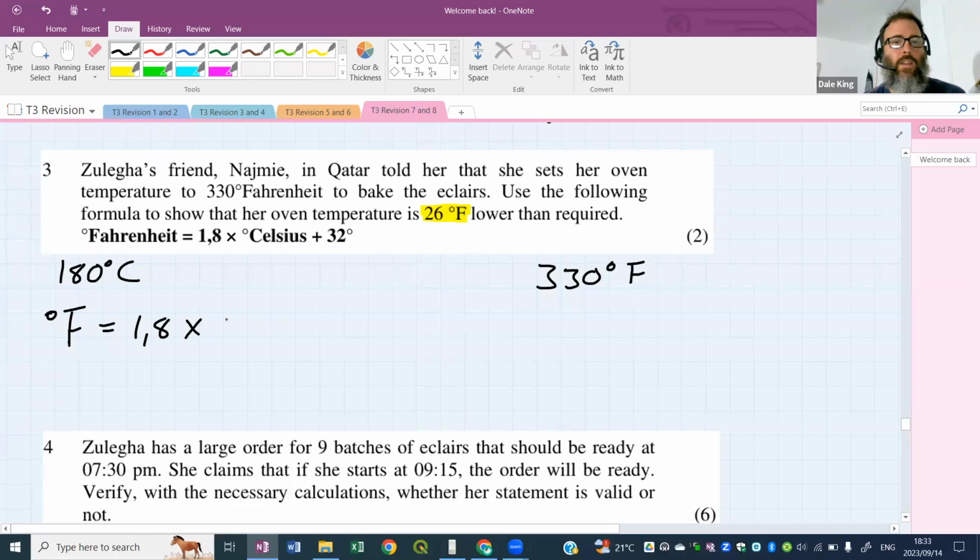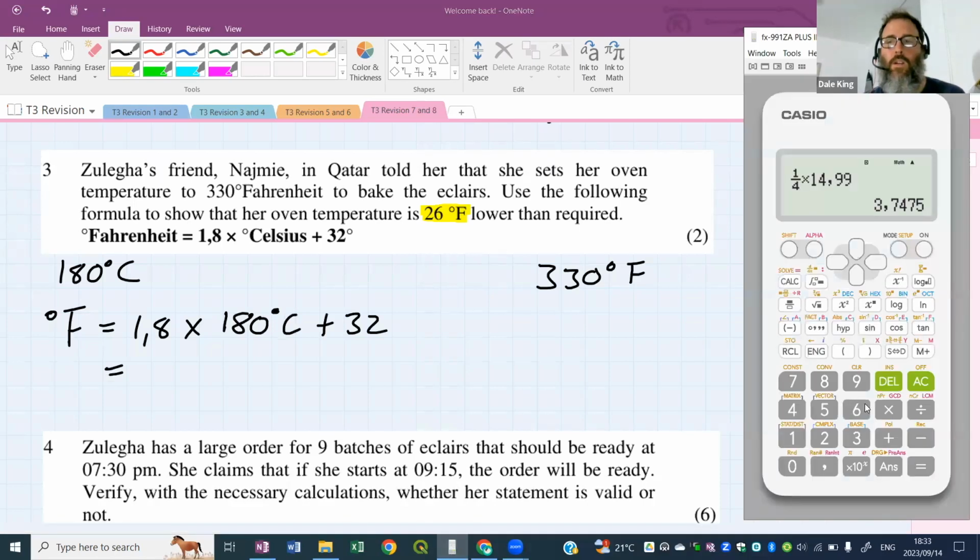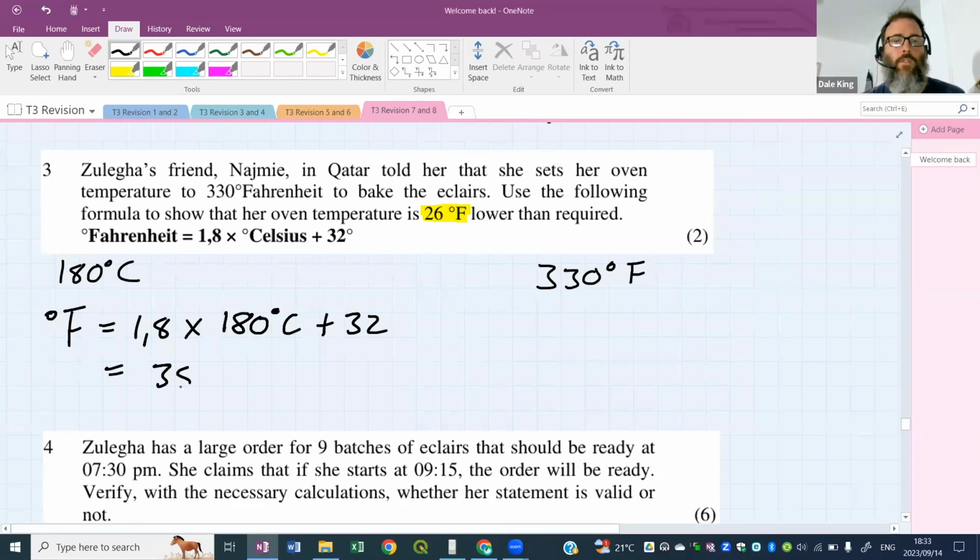So I'll say degrees F equals what? Fahrenheit equals 1.8 times degrees Celsius, 180 degrees Celsius, plus 32. All right, so that gives me on the calculator 1.8 times 180 plus 32. 356, so 356 degrees Fahrenheit.